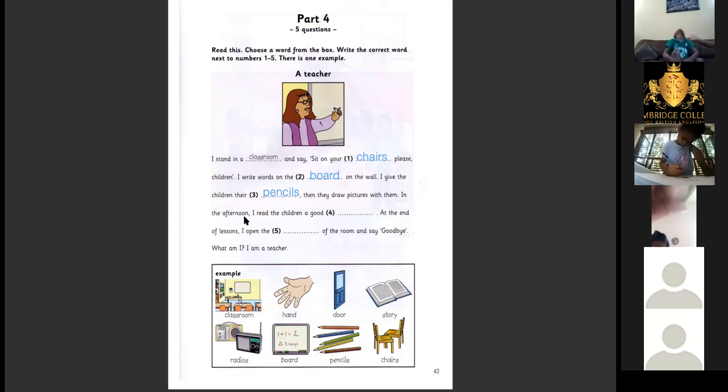In the afternoon, I read the children a good blank. What does the teacher do in the afternoon? Afternoon ekak velawata teacher read karala denawa. Mokakda puthe read karanne teacher? Books. Okay. Yes, story. We can take the word story. Write the word story. S-T-O-R-Y.